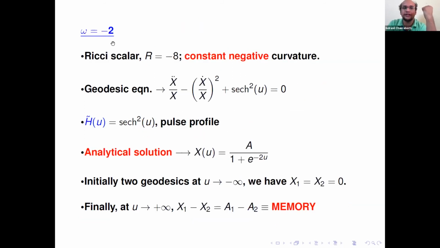Okay, so for the omega equal to minus 2 scenario, the Ricci scalar is R equal to minus 8. We obtain a constant negative curvature. The geodesic equation looks like this. And the pulse profile is this, where we take it as the sech squared pulse. And we get an analytical solution.